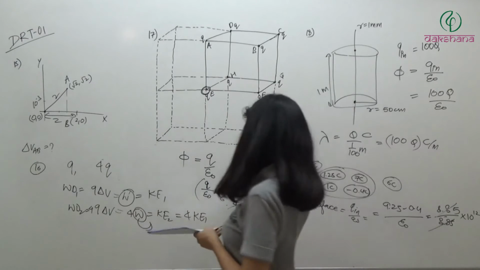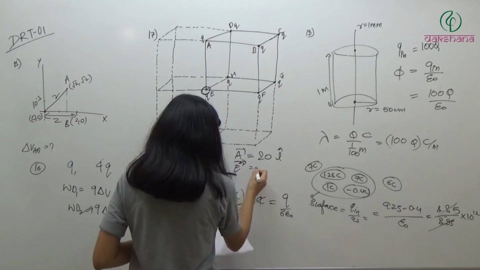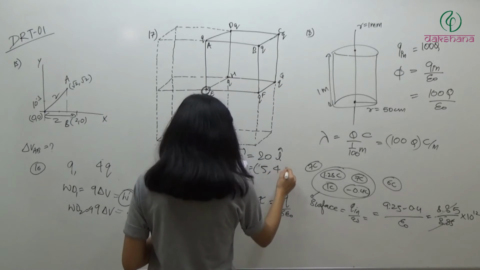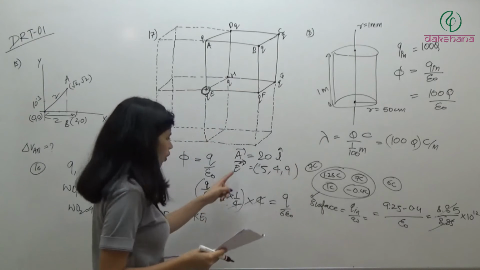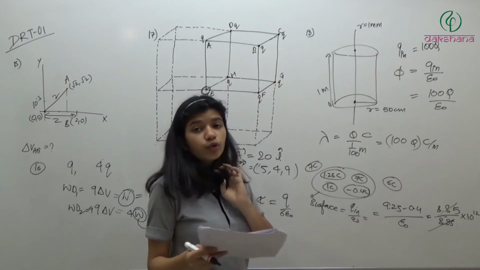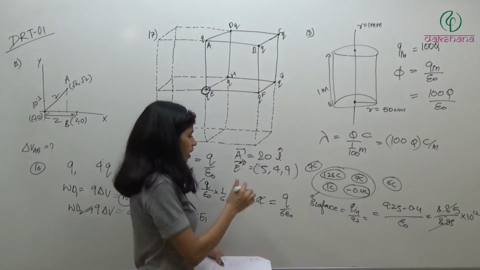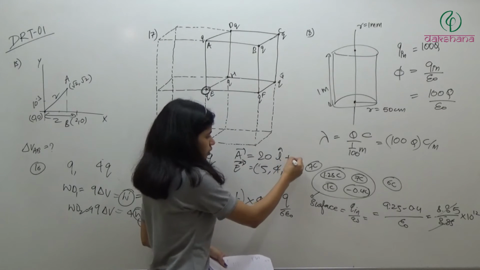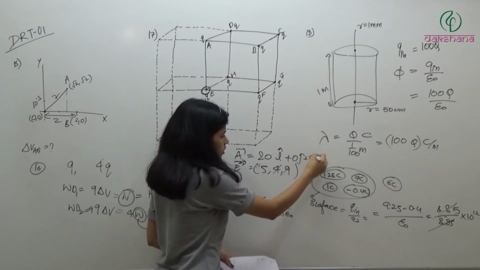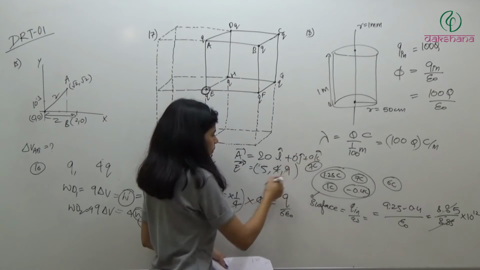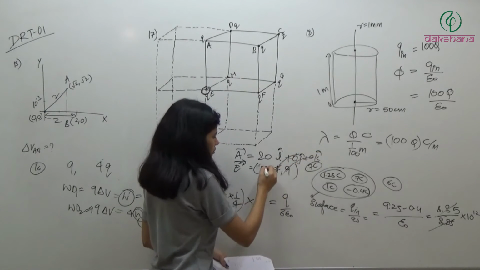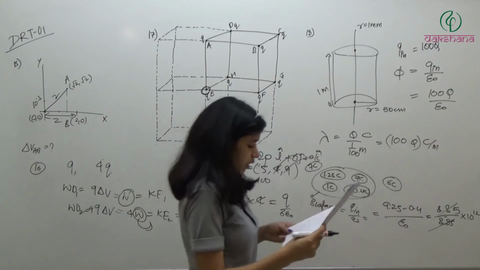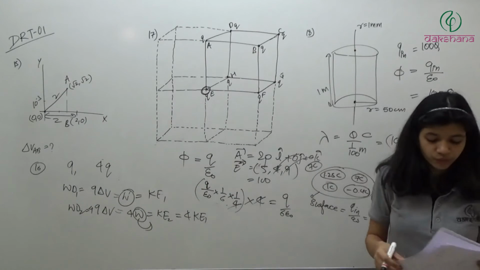Now the electric field is 5i plus 4j plus 9k. When you are finding the flux, what we do? E dot A. So E dot A will be, here J and K are not there, so this will be 20 i cap plus 0 j cap plus 0 k cap. So this is 0, this is 0, and 5 into 20 it will be 100. Just a dot product. So it will be 100 units.